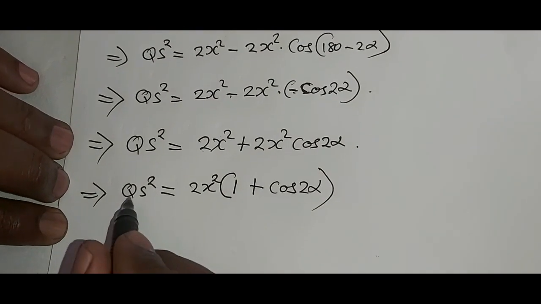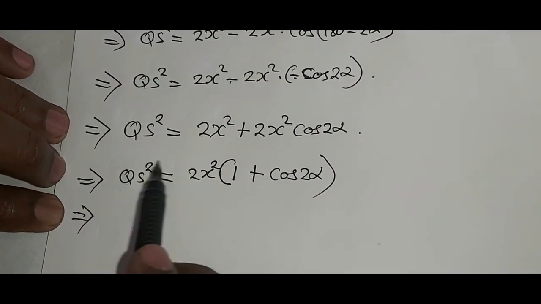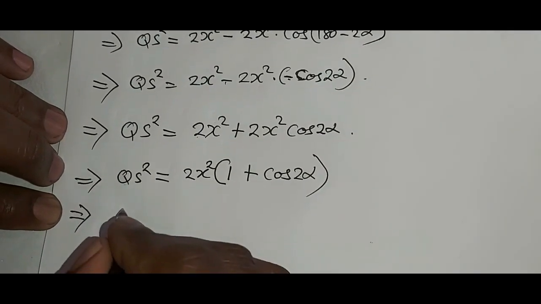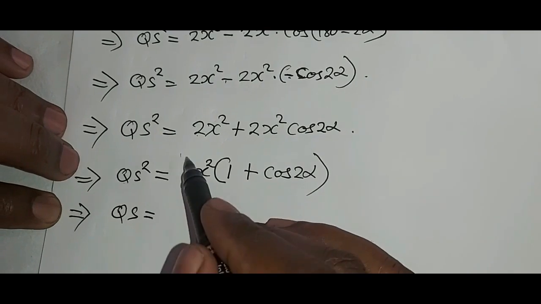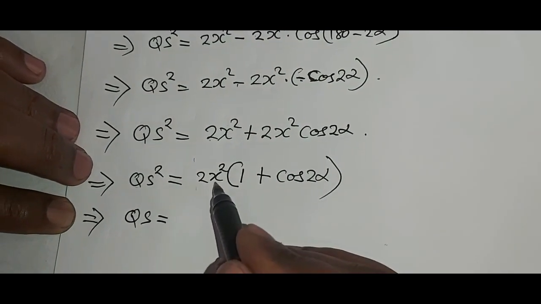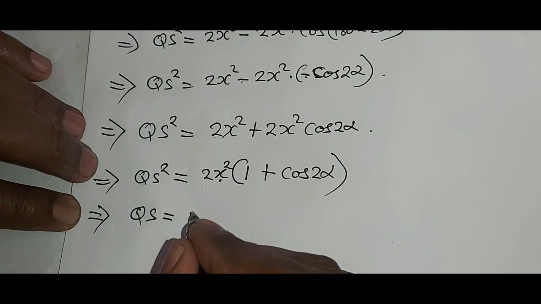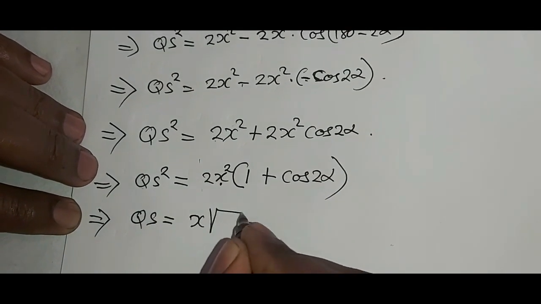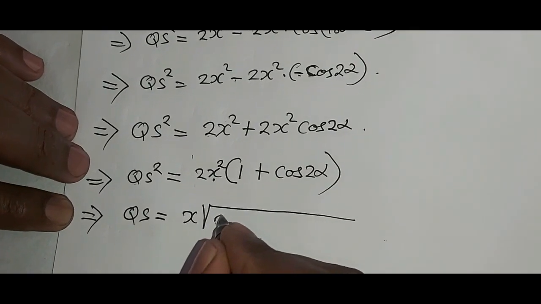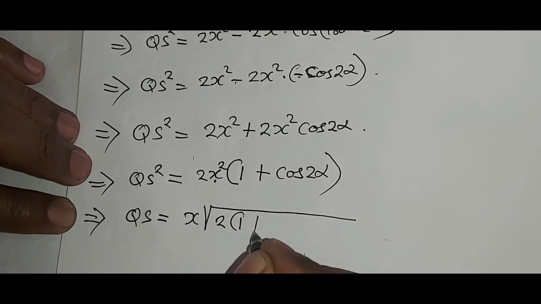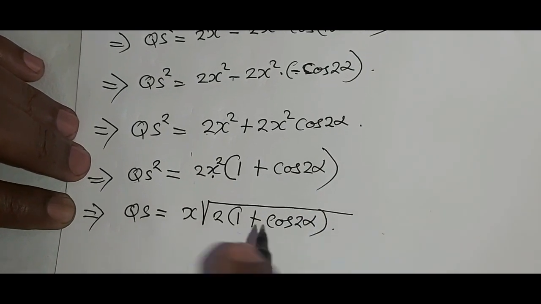Now we want to make QS the subject. That is to say, we square root both sides. If I square root this side, it becomes QS is equal to, I put a square root on this side, it means X squared becomes X. Therefore, it will be X into the square root of 2 into 1 plus cos of 2 alpha.